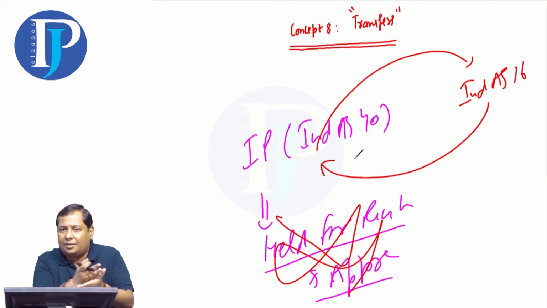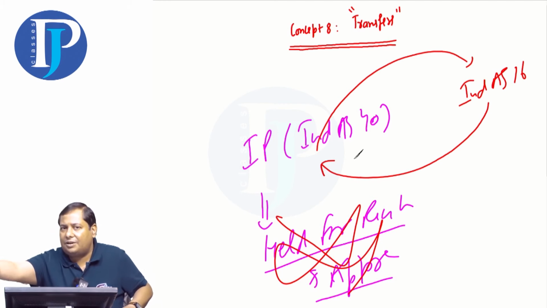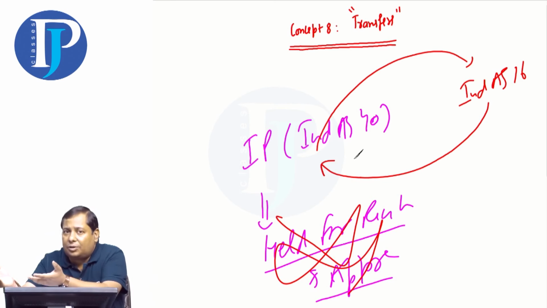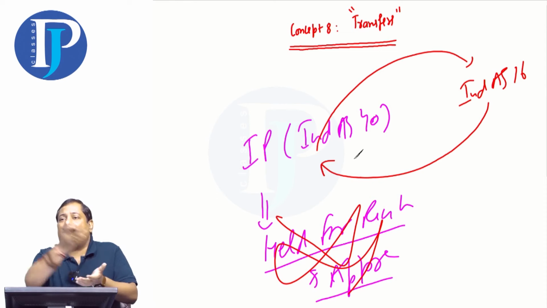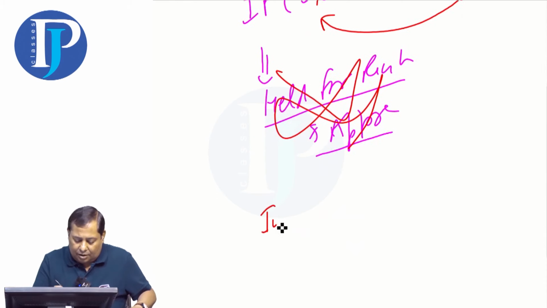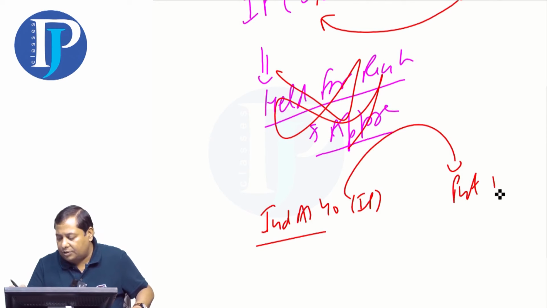It was held for rental, and you start using it for business purposes. So it will be transferred from 40 to 16. We were using it in the business, then we started to let it out. It will go from 16 to 40. So there was an IP in Ind AS 40, and students, you did put it on sale.